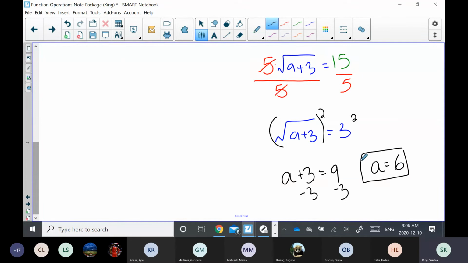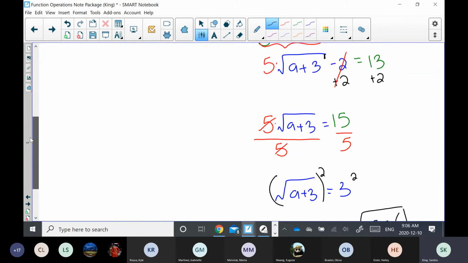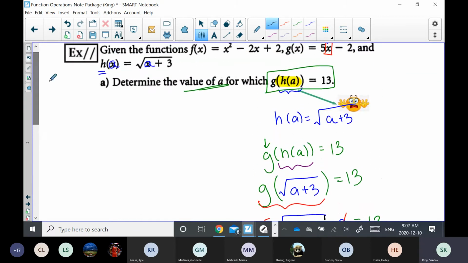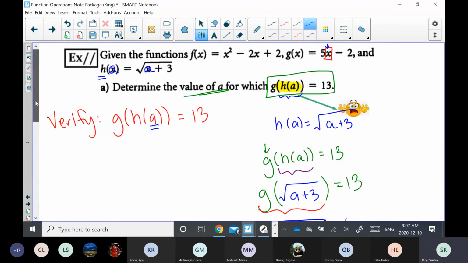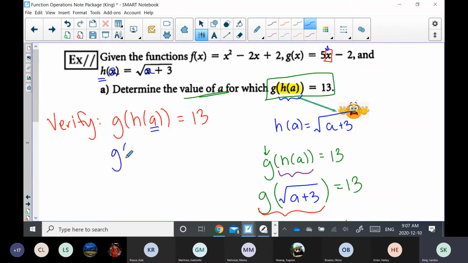If this was a diploma question, you could check this. So here's how we would verify. I would go back up here, and we just evaluated the h of a. I'll show you how we would verify this. Actually, not only if it was a diploma, but this is a perfect question to put on your exam next week. So the g of h of a, I'm going to verify that this is in fact 13. What did we get for a? A is 6. So let's calculate what the g of h of 6 is.